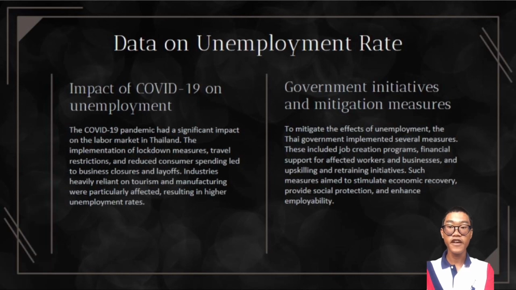Government initiatives and mitigation measures. To mitigate the effects of unemployment, the Thai government implemented several measures. These included job creation programs, financial support for affected workers and businesses, and upskilling and retraining initiatives. Such measures aim to stimulate economic recovery, provide social protection, and enhance employability.